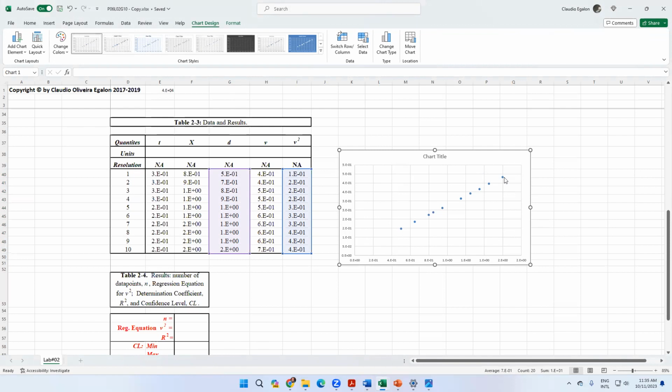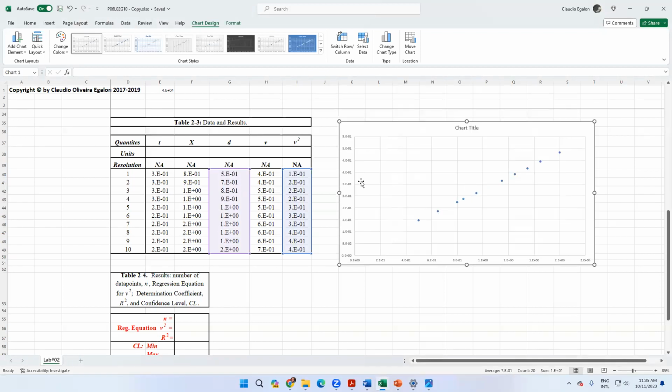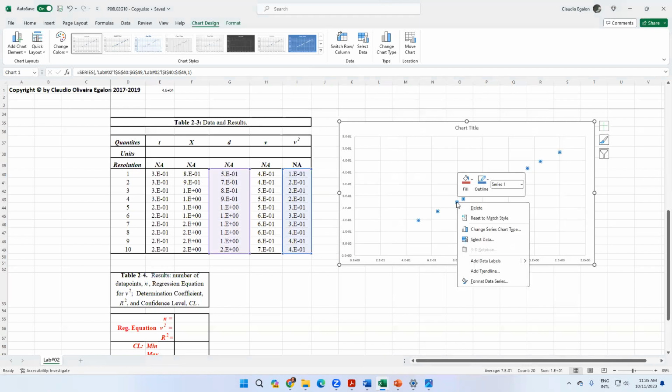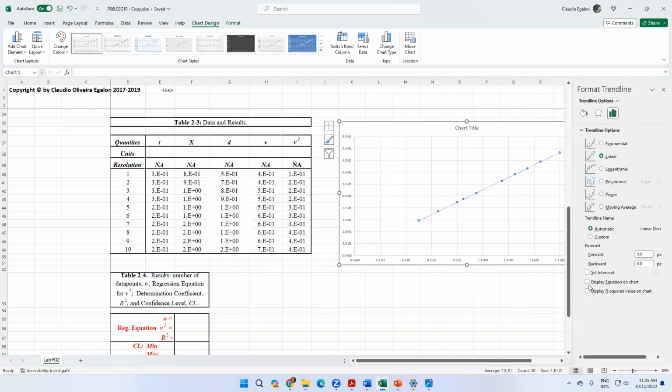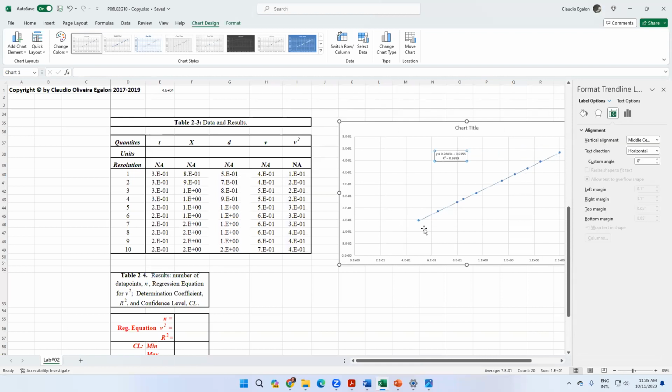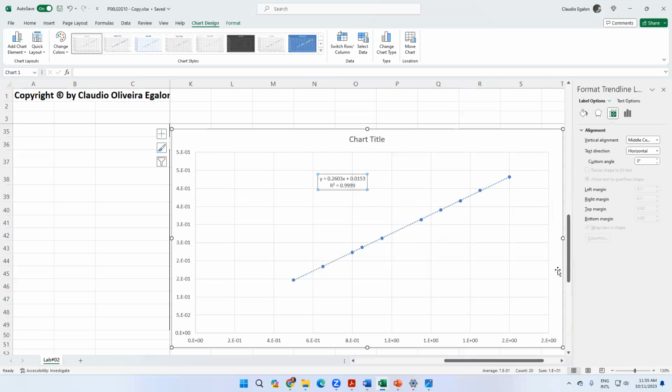Make sure you optimize the space in this graph, okay? And you gotta put V square here and the unit of V square. You gotta put D here and the unit of D. Make sure you increase the size of those fonts, right? And then what you have to do, here you go, add trend line, display equation on chart. Okay, those guys are so small.